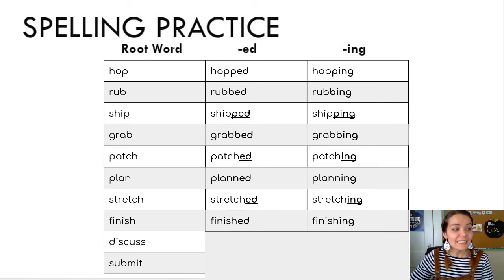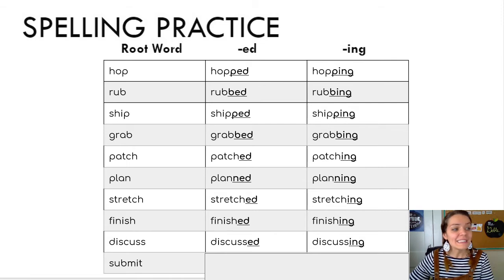Our next word is finish. And does this have one or two consonants at the end? It has two, S and H. So we don't double the letter. We just type ed at the end of the word and ing at the end. So finished, finishing.